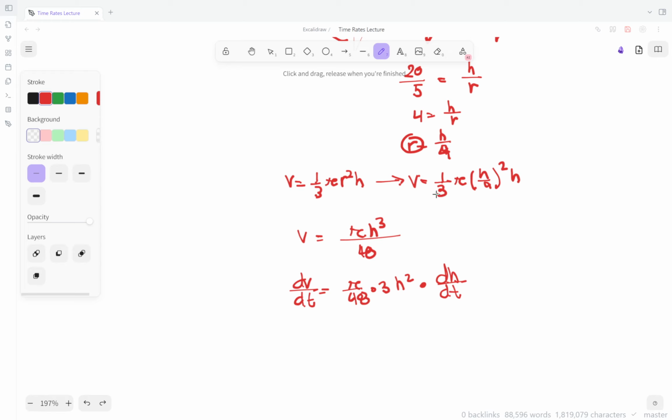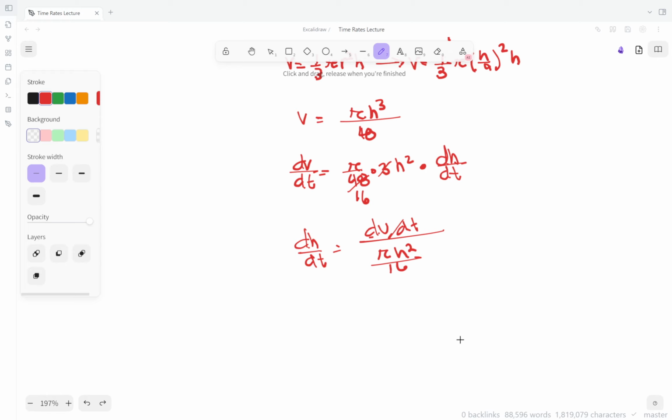It would have been fine if we didn't just multiply 3 and 16 earlier, because as you can tell, we're just going to divide by 3 on both sides. So this will become 16 again. So now if you want to find dh/dt, it's just dV/dt all over pi h squared all over 16.